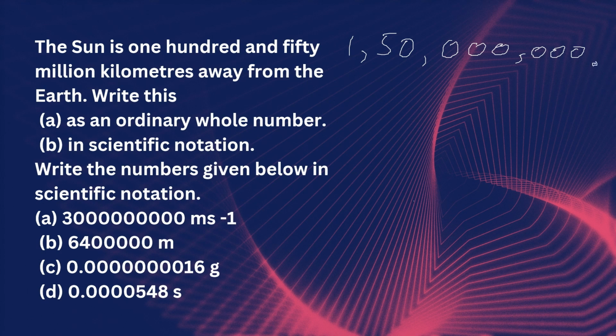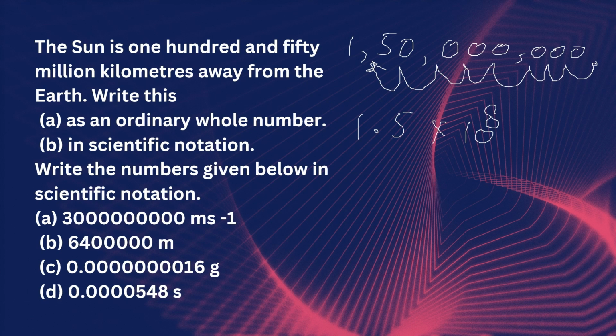I will move this decimal point towards the left so that we are left with only one non-zero digit before the decimal. For example, I move here: 1 digit, 2, 3, 4, 5, 6, 7 and 8 digits. I will put the decimal sign here, so it will become 1.5. Since I moved the decimal 8 digits to the left, I will write 10 to the power 8. So this can be written as 1.5 into 10 to the power 8.